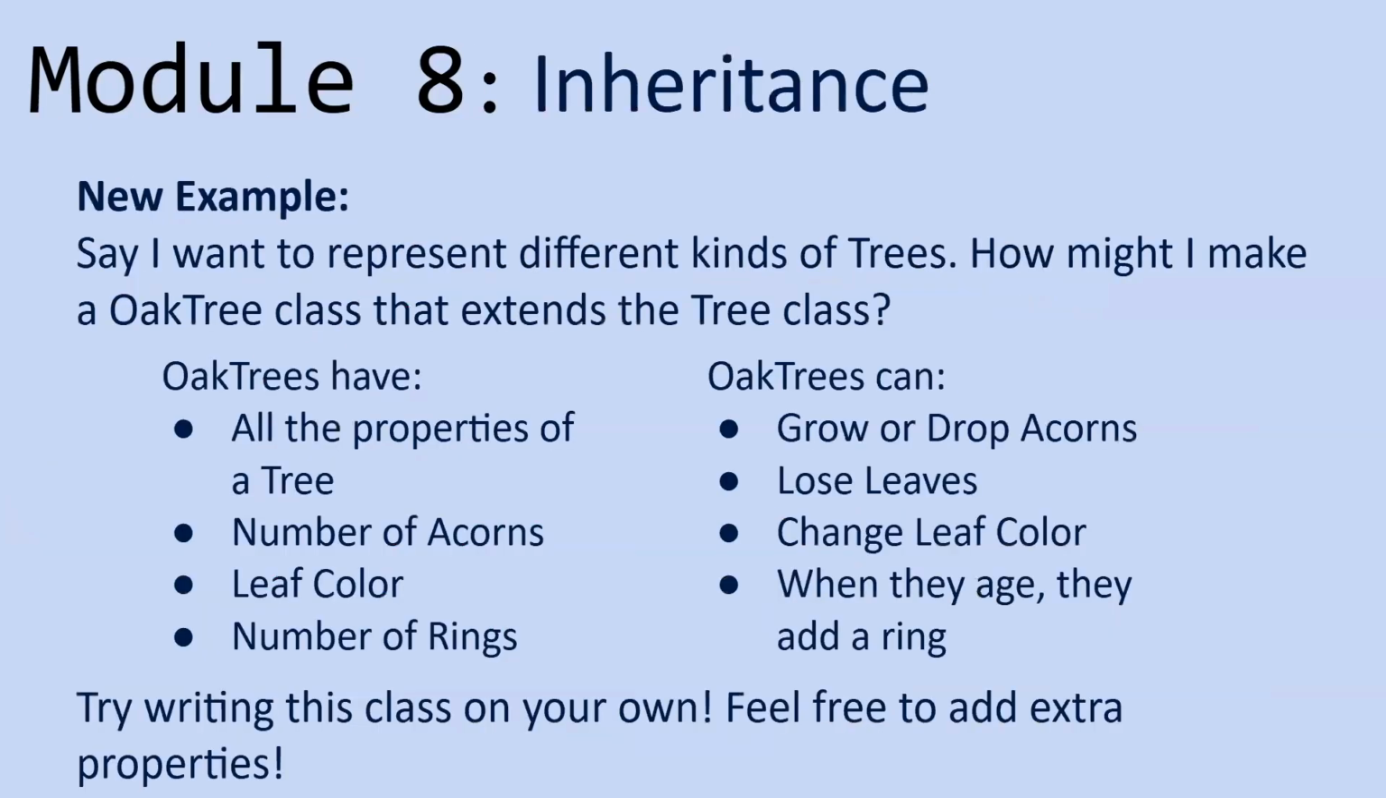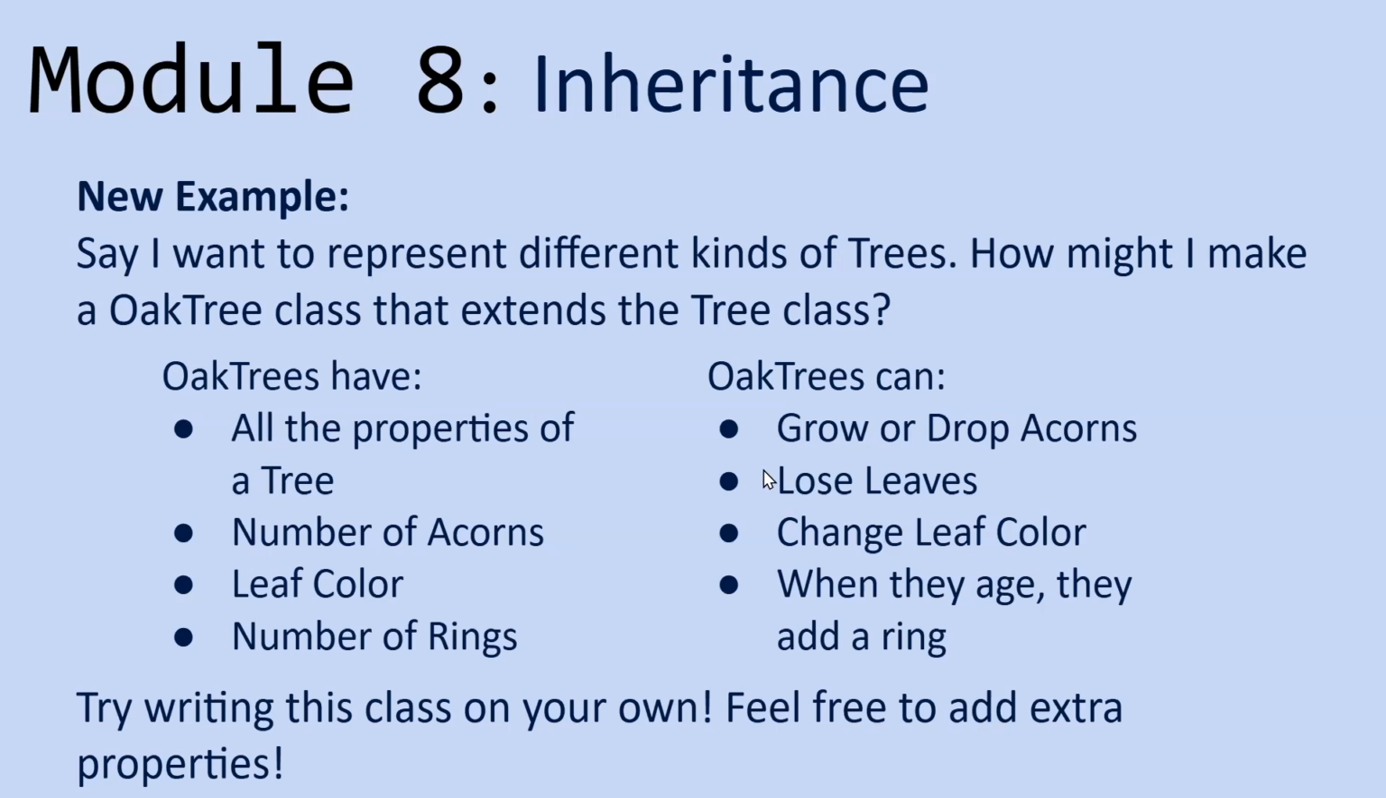Cool. And so let's say I want to represent a different type of tree. How might I make an oak tree class that extends the tree class? Well, all oak trees have all the regular properties of a tree, and then a number of acorns, because not all trees have acorns, but I believe all oak trees do. And then they have a leaf color, because oak trees can change color, and not all trees can change color. And then a number of rings, because not all trees have rings on the inside. Fun fact. And then oak trees can grow or drop acorns.